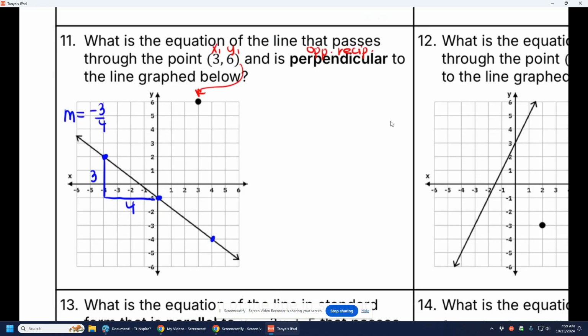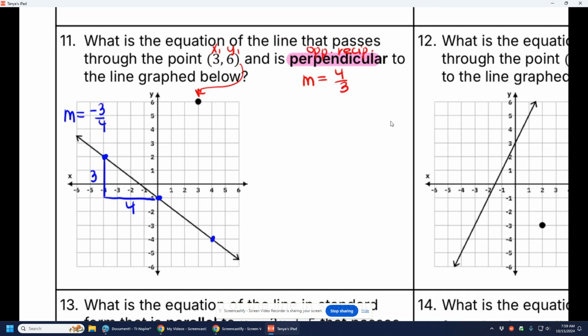But we want perpendicular to that. So we're not going to keep it the same. We're definitely going to change it to the opposite reciprocal. So the slope that we're going to use for our problem is we're going to make it positive and then flip it over. So 4/3.